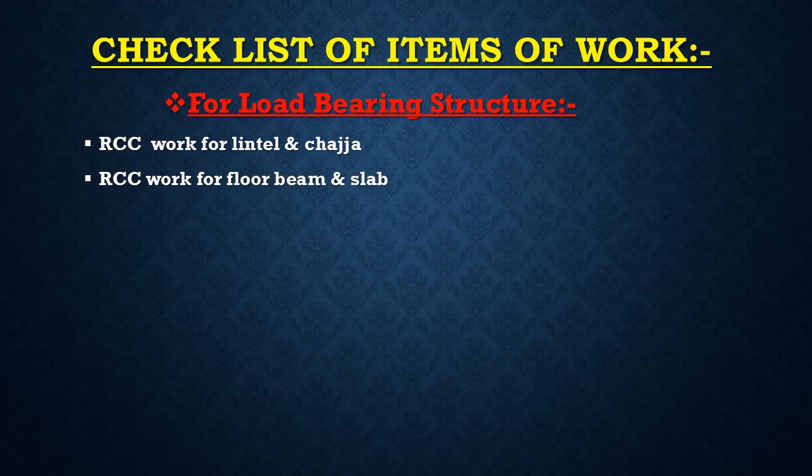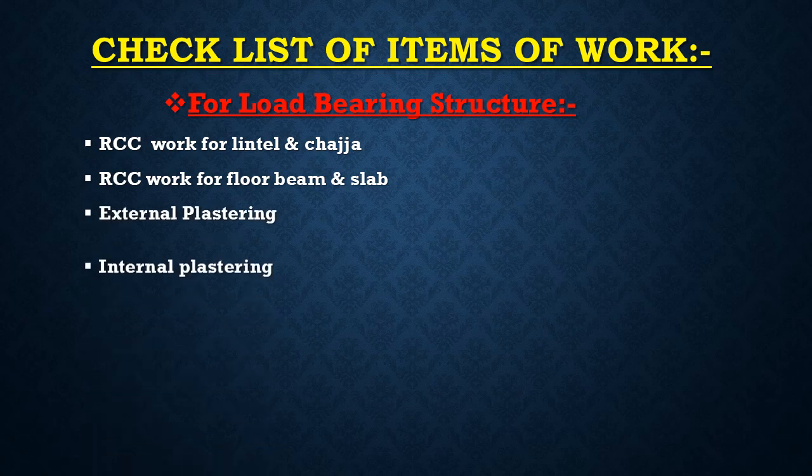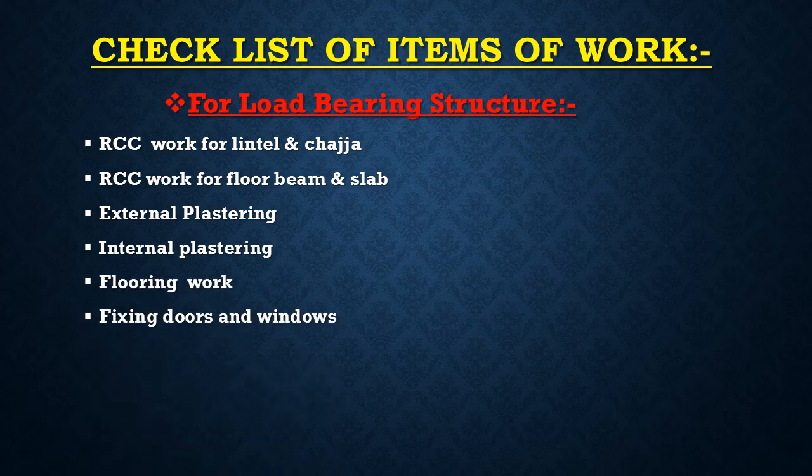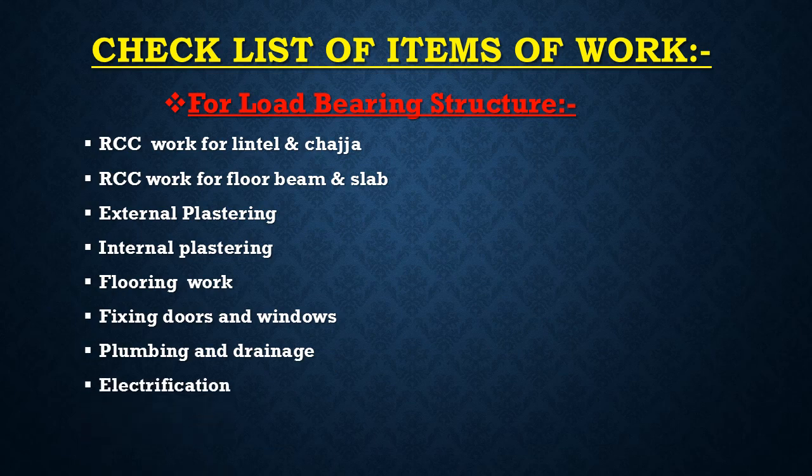After fixing the door and window frames, we go for RCC work for lintel and chhajja. Then RCC work for floor beam and slab. After casting the slab, we go for plastering, external plastering and internal plastering. Then flooring work, then fixing of doors and windows, plumbing and drainage, then electrification. Plumbing and electrification come after brick masonry, or before plastering if we are going for concealed work, and then last, painting. This is the checklist for a load bearing structure.